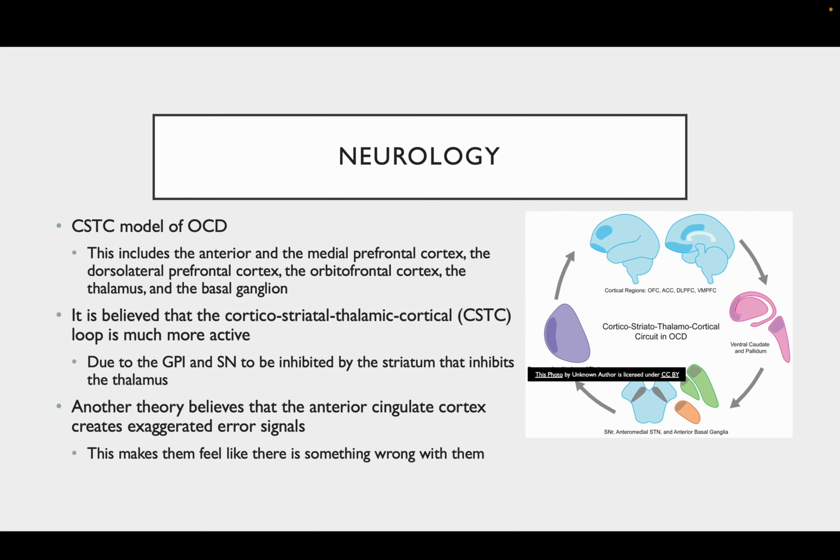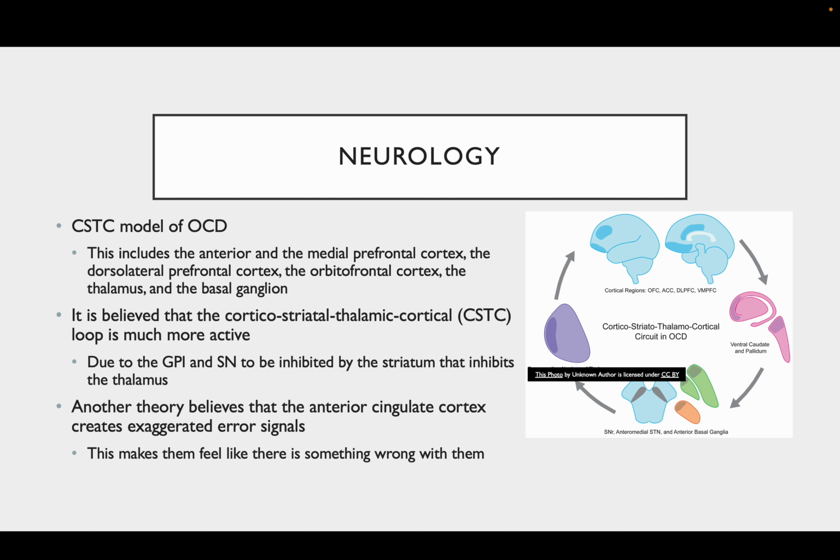The neurology. Abnormalities in the frontal cortex are believed to be in a functional loop that includes areas of the prefrontal cortex, such as the anterior medial prefrontal cortex, the dorsolateral prefrontal cortex, the orbitofrontal cortex, as well as the basal ganglia and the thalamus, which are thought to play a major role in the symptoms of OCD. These areas are known as the CSTC model of OCD.